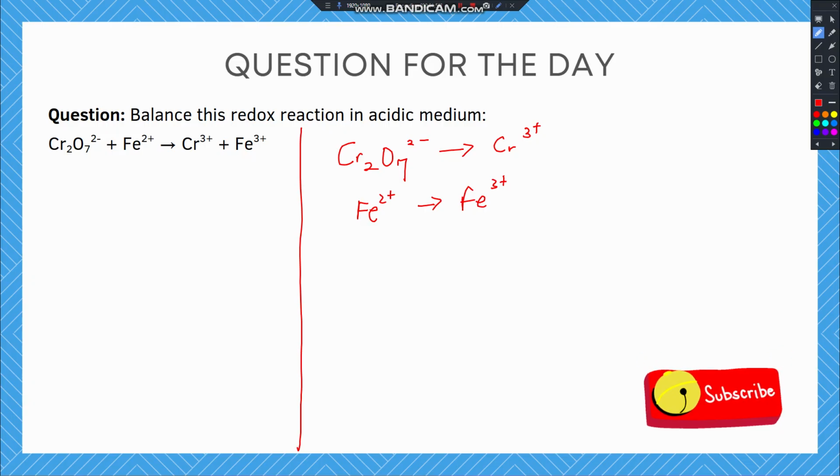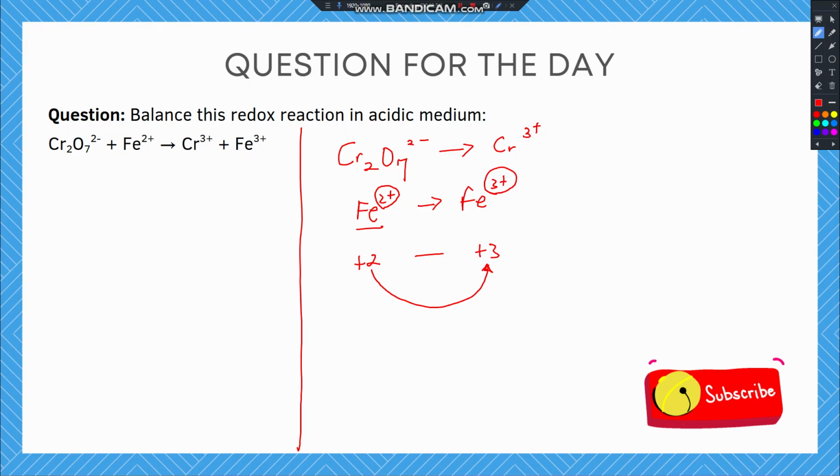hydrogen and oxygen. But before we do that, we need to do something very important. We need to identify which part is the oxidation half, and which part is the reduction half. Now take for instance the second equation. Over here you can see the oxidation number of iron to be +2, and over here the oxidation number of iron is +3. In other words, the oxidation number went from +2 to +3.